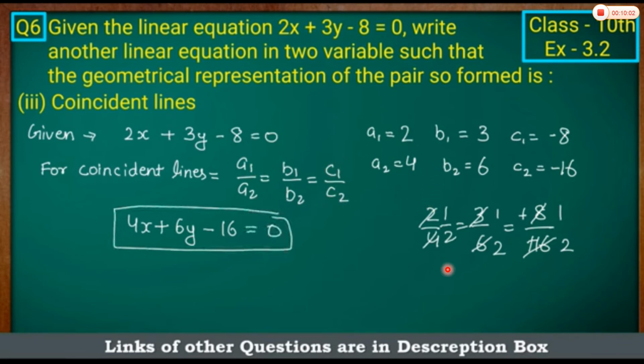So here is 2 by 4, 3 by 6 and minus 8 by 16. 2 times 2 is 4, cancel; 3 times 2 is 6, and the minus signs cancel, 8 times 2 is 16. So 1 by 2 equal to 1 by 2 equal to 1 by 2. These all are equal, so this satisfies the condition a1 by a2 equal to b1 by b2 equal to c1 by c2. So here we formed the equation 4x plus 6y minus 16 equal to 0. So the second question has been completed here.